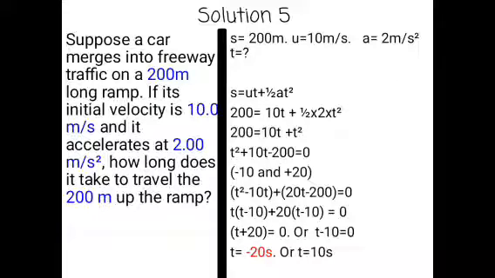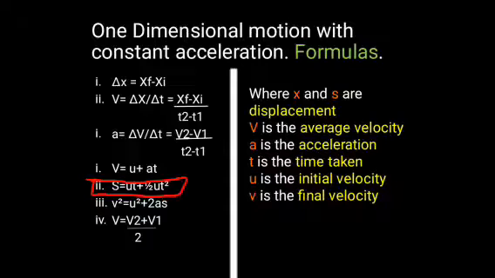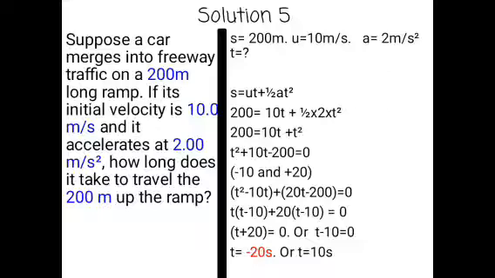S is equal to ut plus half at square. Sorry guys, there's a mistake somewhere here. The second equation of motion is s is equal to ut plus 1 over 2 at square, not ut square. It is a, guys. Thank you. A stands for acceleration, not u. So I will be correcting that in the solution. S is equal to ut plus 1 over 2 at square.